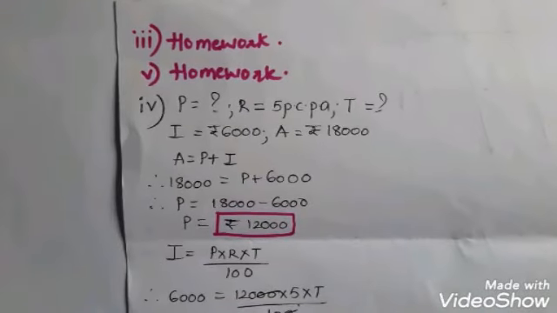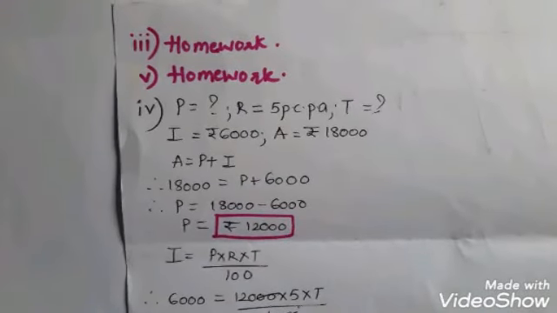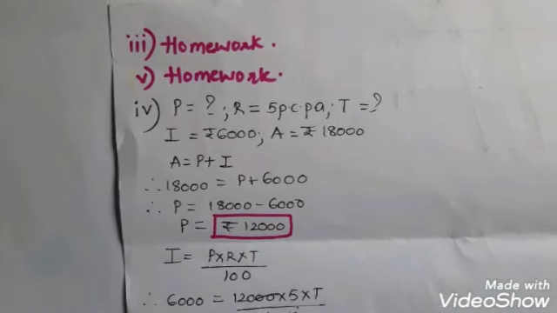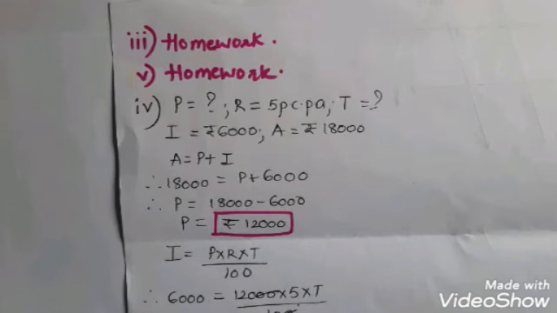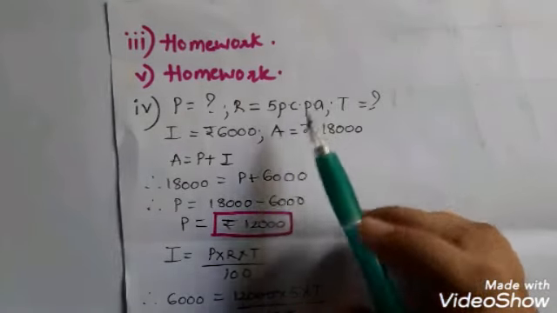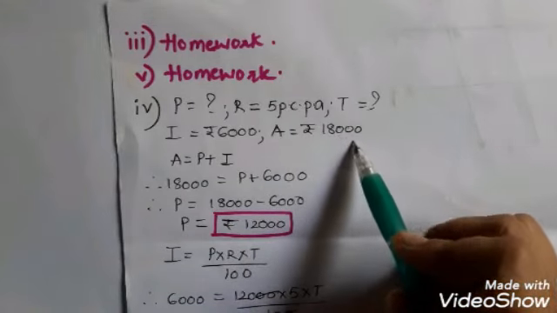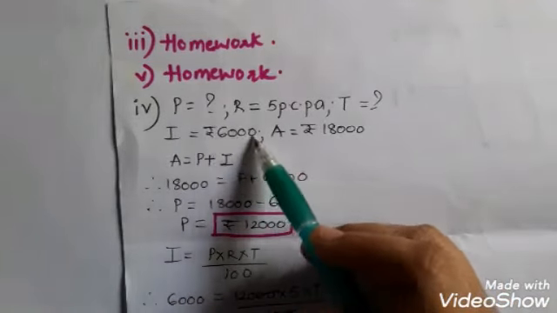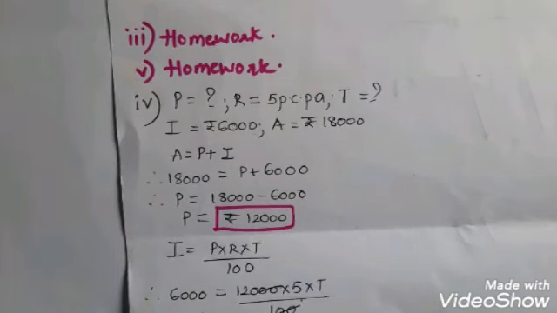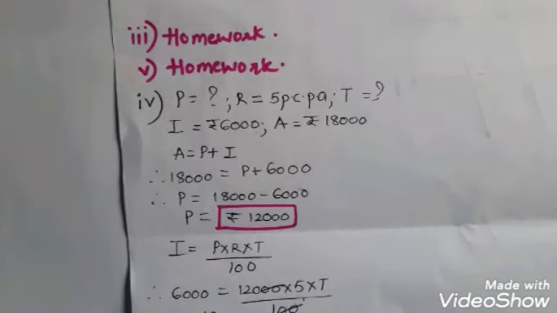Next, the third sum is a homework for you. Third and fifth sum you have to do for homework. Fourth sum I will show you. So now let's see the fourth sum. Now in the fourth question, the principal is not given to us and the time is not given to us, whereas R is given 5% per annum, amount is given to us as 18,000 and interest is also given to us as 6,000. So we'll find the principal.